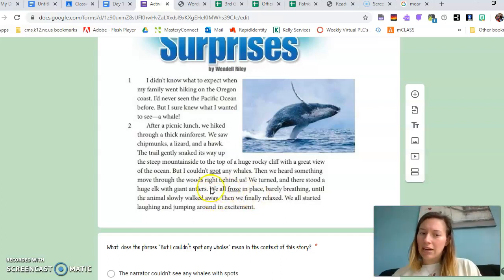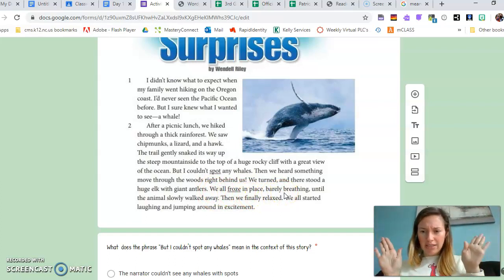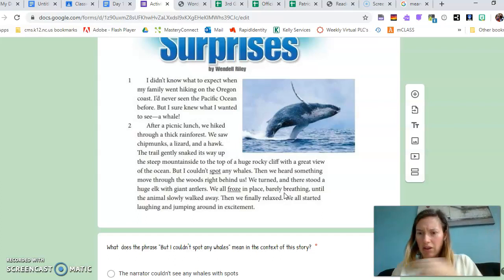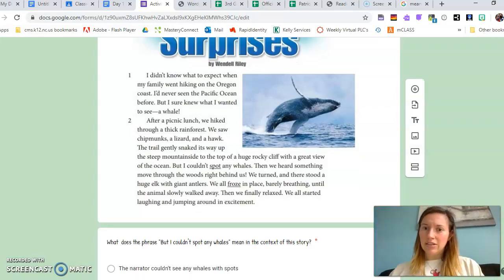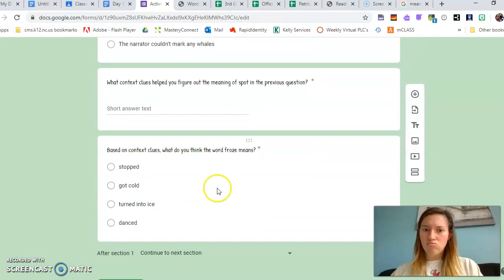But if I'm reading this here, we all froze in place. Are the people becoming frozen and turning into ice? No. Are they cold? No. That's not what it means here. What does that mean if I say freeze, or I tell you we all froze? It means you all what? So you're thinking, oh, I stopped or I stood still. So I'm thinking, okay, if that's what I think, which one of these is best?